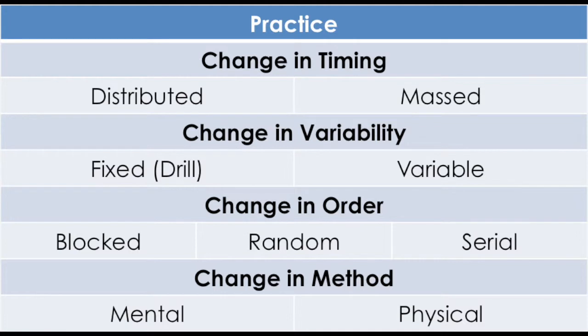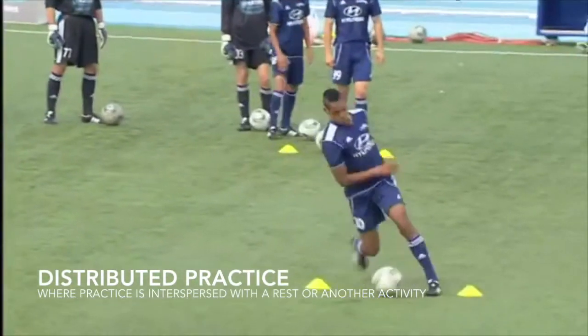The first thing that we're going to look at is how we can vary our practice. We can change the timing, we can change the variability, we can change the order in which we practice skills, and we can change the actual method of practice itself. The first thing we're going to look at is a change in the timing, and this is where we're looking at the difference between distributed and massed practice.